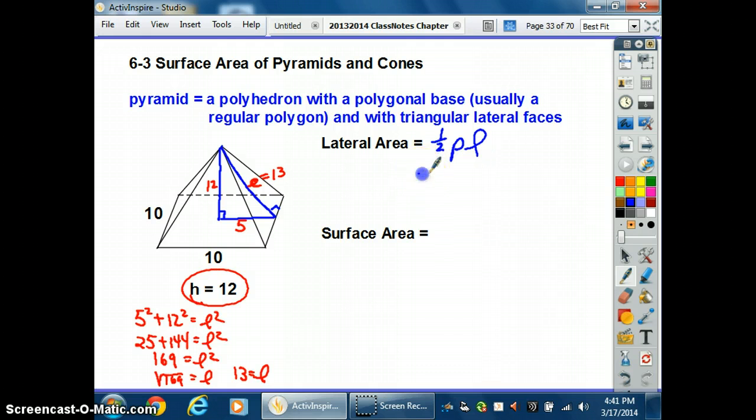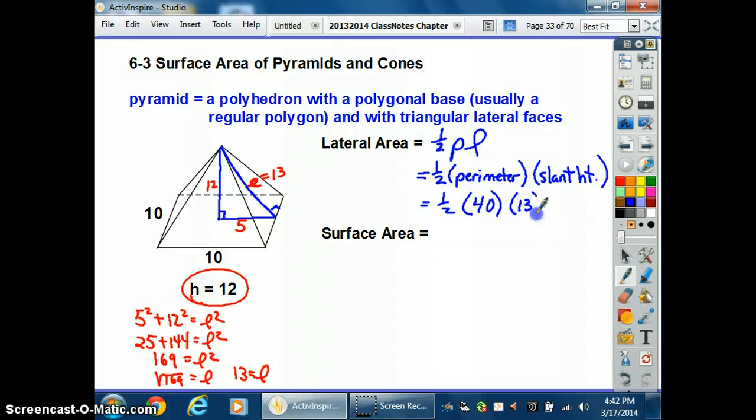And let's write this down, what it means. 1/2 the perimeter times the slant height. Okay, so it's 1/2. The perimeter is 40, and the slant height we just found to be 13. So if we multiply those together, we'll get 260.